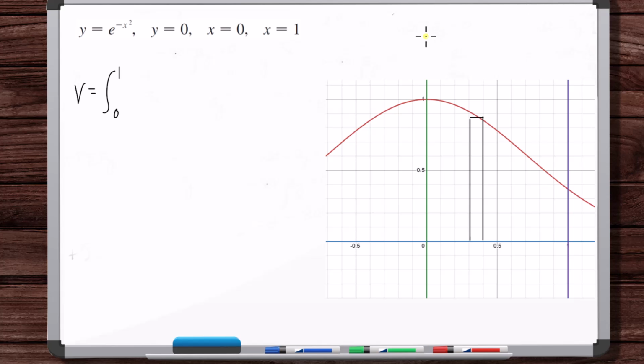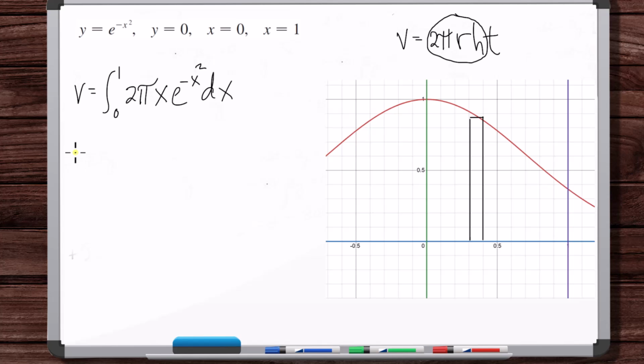And what was it? The volume of the shell is 2 pi r h t. And so the function inside the integral is this here, and the t is going to be taken up by the dx. So 2 pi, the r here is just x. The height is e to the minus x squared, the function evaluated at x, dx. There we go. Okay, we can take out the 2 pi.